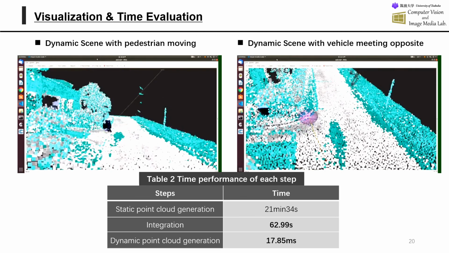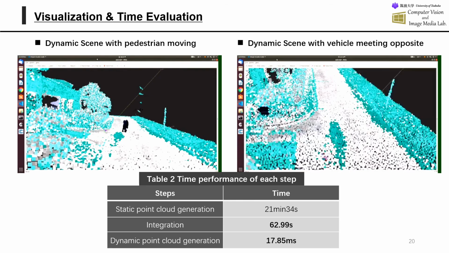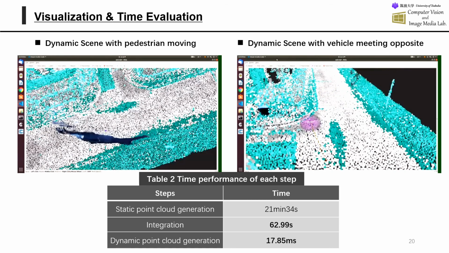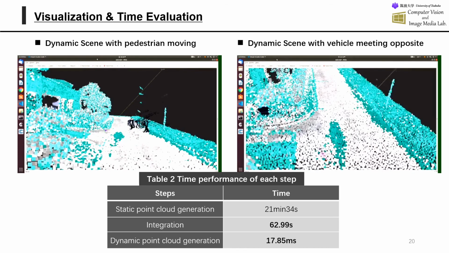And I also evaluated the time performance step by step, as shown in table 2. The system is tested on a laptop with an Intel Core i7 processor and an NVIDIA GeForce RTX 2070 GPU. The cost is high in the static point cloud generation and the initialization parts. However, these processes are all done in advance, so the whole system can perform well in real time.